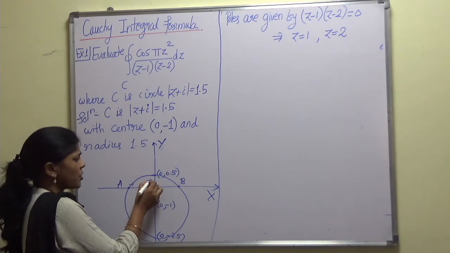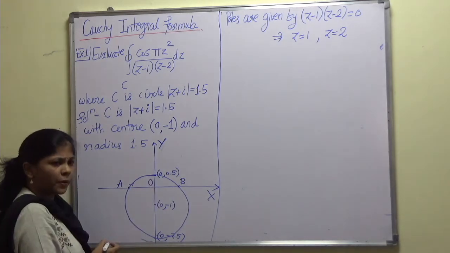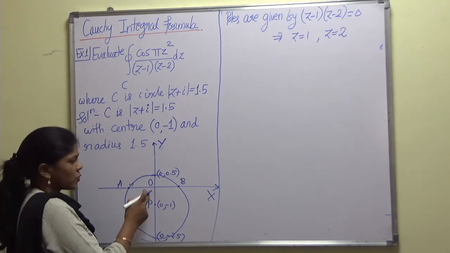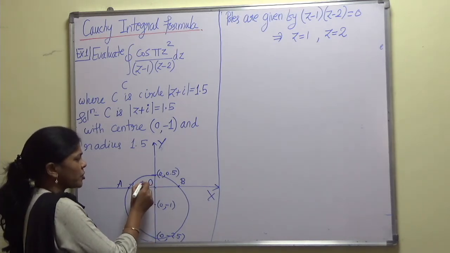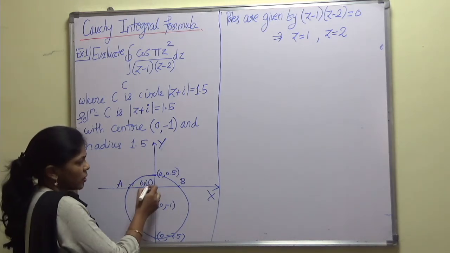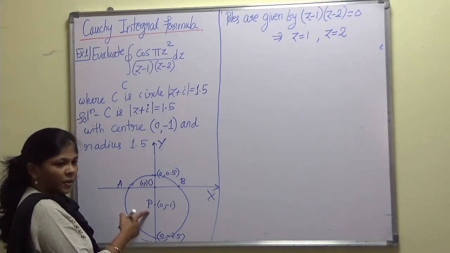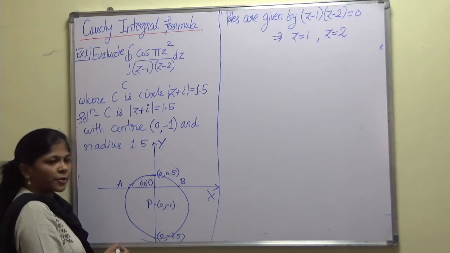This is our origin, which is O as per notation. Let me denote the center by P, right? Here the coordinate of the origin is naturally (0, 0). So we know the coordinates of the origin, and we know the coordinates of point P. We just have to find out the coordinates of point B.